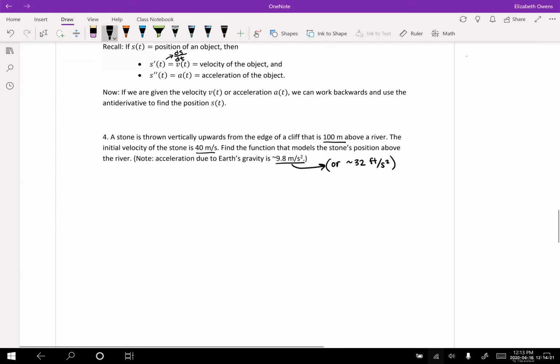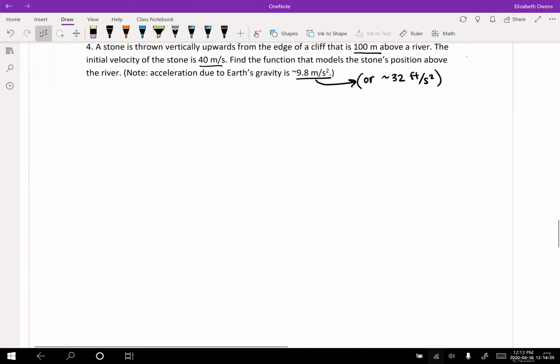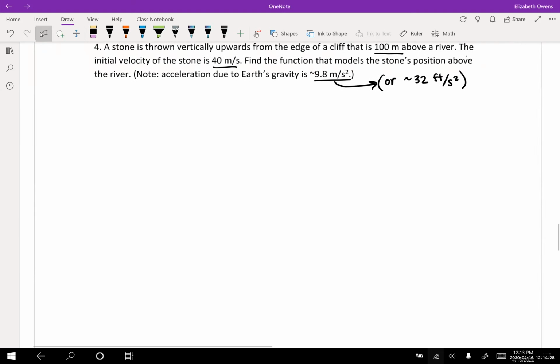Okay, so let's draw a little picture of what's going on here. All right, so we have a cliff. And it is a very steep drop here. That's the cliff. And at the bottom of the cliff, there is a river, like so. Color it all in. Okay, so there's your cliff and your river.